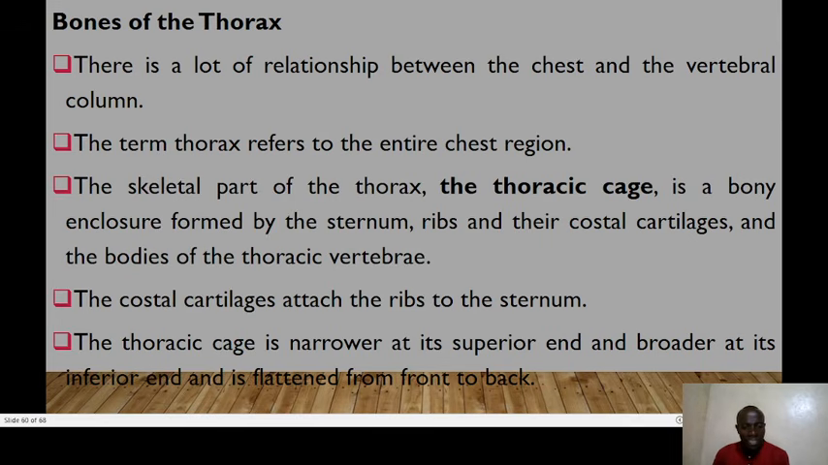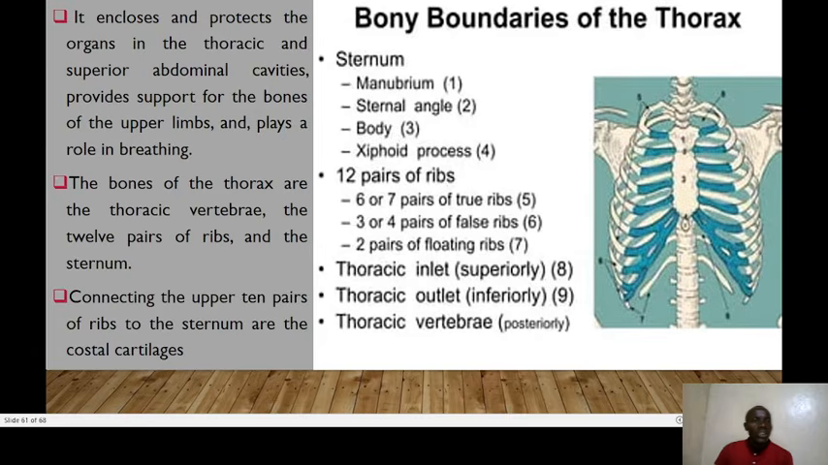The thoracic cage is narrower at its superior end and broader at the inferior end, and is flattened from front to back. It encloses and protects the organs in the thoracic and superior abdominal cavities, provides support for the bones in the upper limbs, and plays a role in breathing. The bones of the thorax are the thoracic vertebrae, the 12 pairs of ribs, and the sternum. Connecting the upper 10 ribs to the sternum are the costal cartilages.